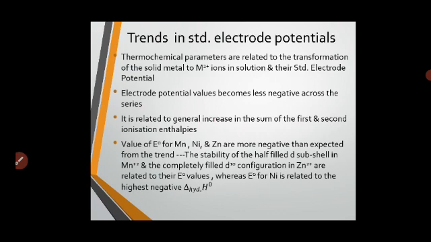Now these are related to their electrode potential values. Whereas E naught for nickel is related to the highest negative value of delta H hydration enthalpy, meaning addition of water molecules. So this is the highest energy, and hence nickel is having the highest negative value compared to the other elements. So if you see that table, you will come to know what exactly.